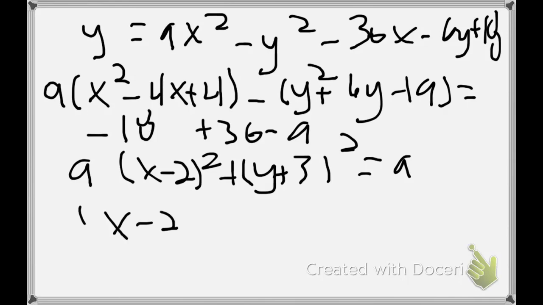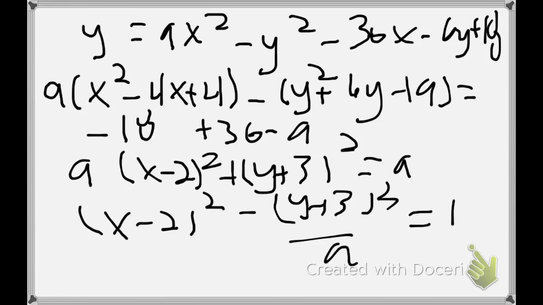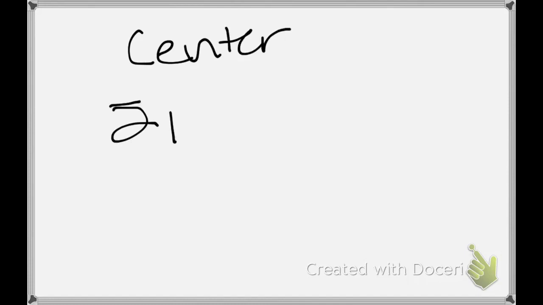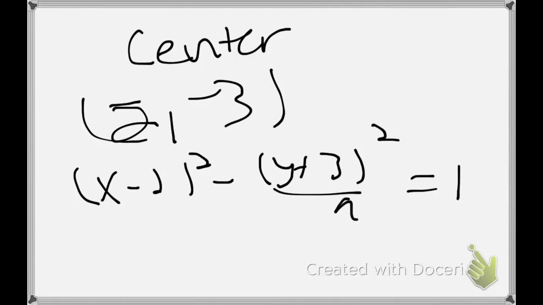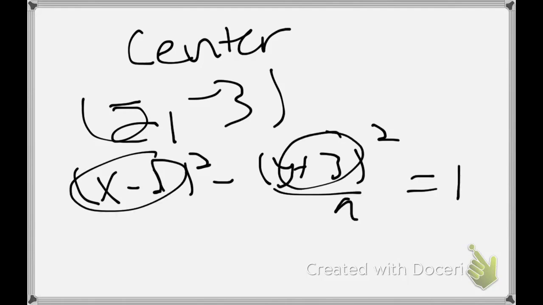(x minus 2) squared minus (y plus 3) squared over 9 equals 1. We did this by dividing by 9 on both sides. So from this, we would find the center to be at (2, negative 3), as (x minus 2) squared minus (y plus 3) squared over 9 equals 1. So we found the center from here and here. This is h and k.